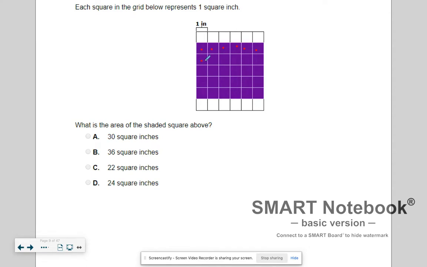Six in that row. 7, 8, 9, 10, 11, 12, 13, 14, 15, 16, 17, 18, 19, 20, 21, 22, 23, 24, 25, 26, 27, 28, 29, 30. So there's 30. Now we have to look at our key right here. So each one represents 1 inch. And if we're doing area, it's square inches. Okay, so that's A, 30 square inches.